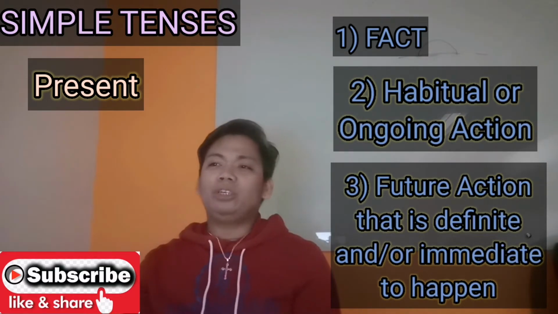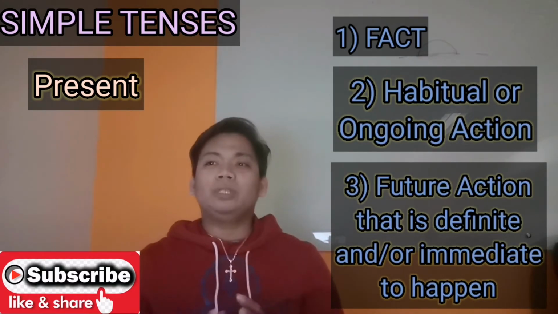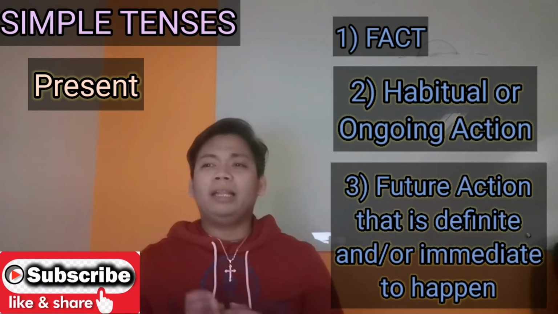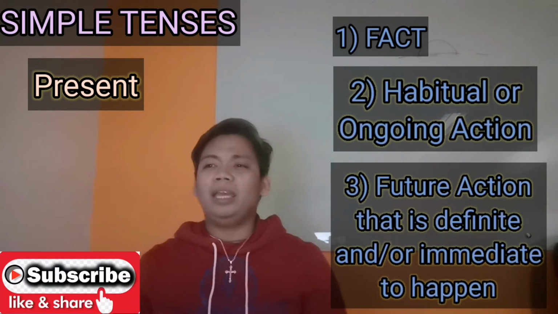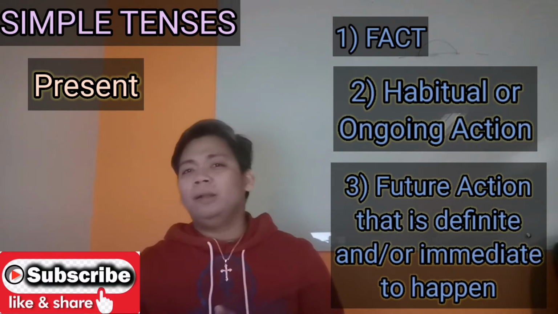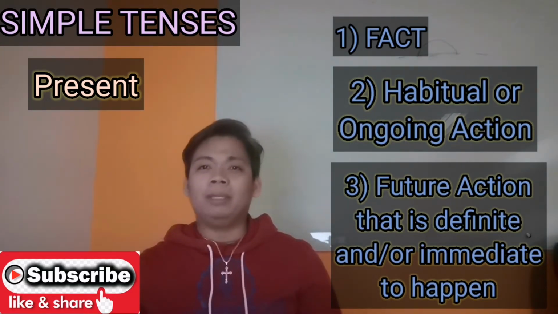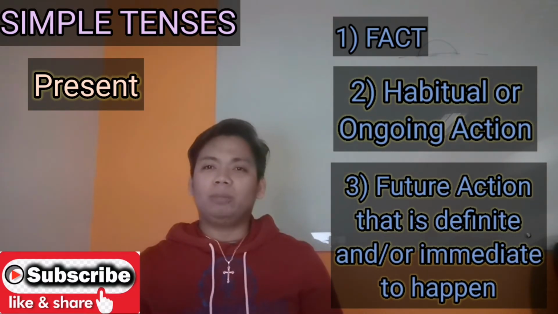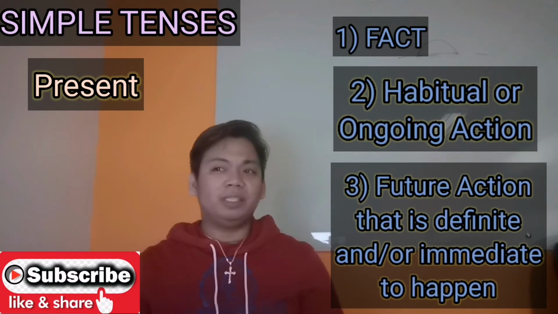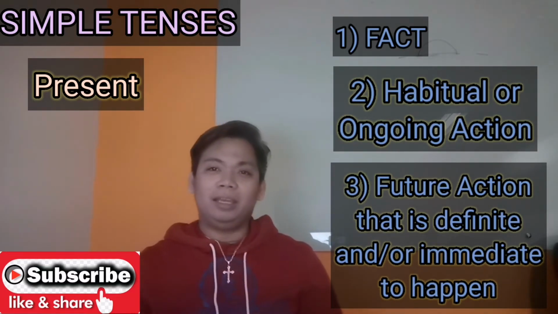And if we're talking about a future action that is definite or immediate to happen, we use the simple present too. For example, I leave for San Francisco at 8 a.m. tomorrow. Again, I leave for San Francisco at 8 a.m. tomorrow. There is no need to use a future marker since we're talking about a future action that is definite or immediate to happen. But take note that it doesn't make it incorrect if we use a future marker. So you can say, I will leave for San Francisco tomorrow at 8 a.m. or I leave for San Francisco tomorrow at 8 a.m.